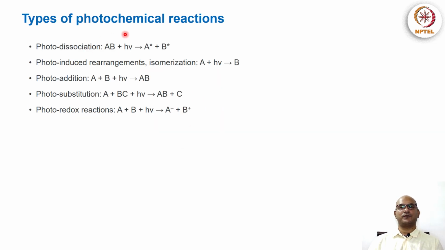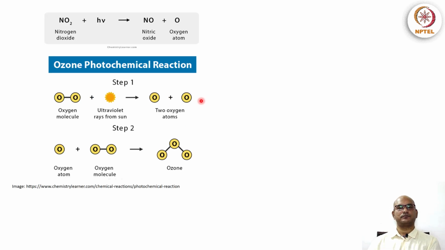There are several kinds of photochemical reactions. Photodissociation, where we have AB, which is dissociated by light energy. Then photo-induced rearrangement, for example isomerization, where A rearranges to B. Photoaddition, in which A plus B gives AB. We have substitution, A plus B gives AB plus C, so here C is substituted by A. And then photoredox, where we have A plus B and light energy leads to addition or removal of electrons. These are just some examples of what can happen.